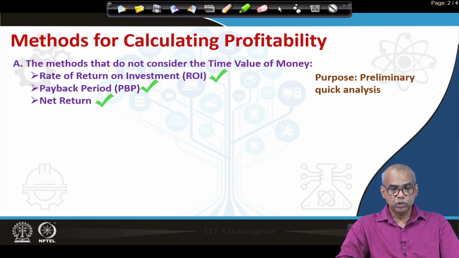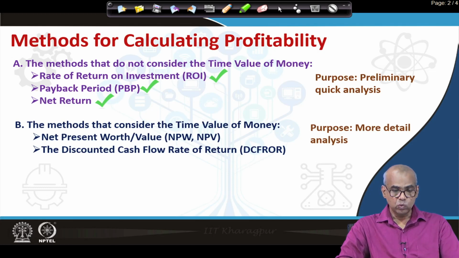So, we have already completed methods that do not consider the time value of money. Under these, we discussed rate of return on investment, payback period. We will call that simple payback period, because there is another payback period which is known as discounted payback period. We will discuss that briefly, and net return. Now, the methods that do consider the time value of money are net present worth or net present value and the discounted cash flow rate of return. So, we will discuss these two methods with examples.